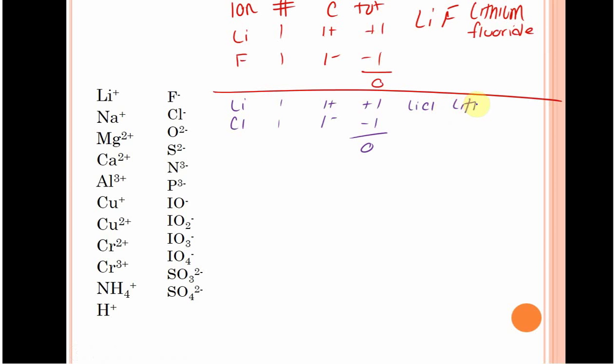LiCl, ionic compound. You name the first element by its element name, lithium. Lithium is not a transition metal, so we do not include a Roman numeral. No prefixes because it's not covalent. No Roman numeral because this is not a transition metal. Chlorine becomes chloride.